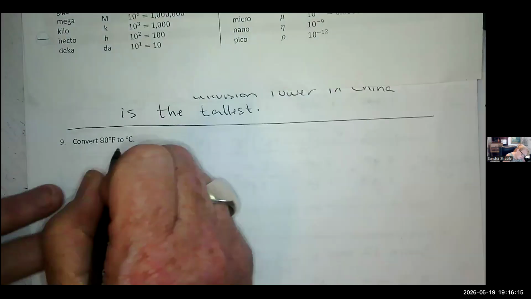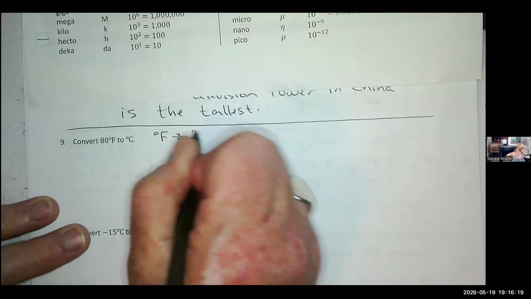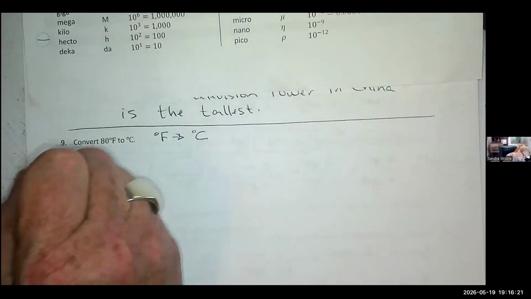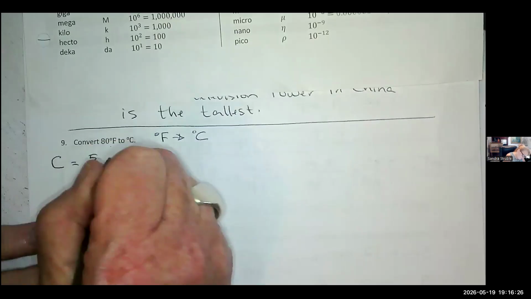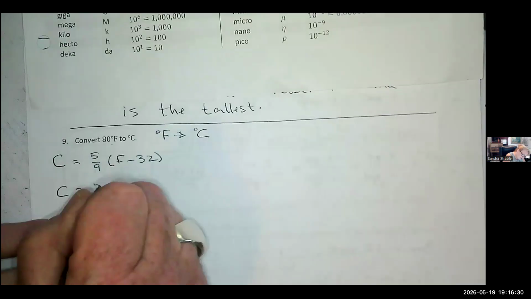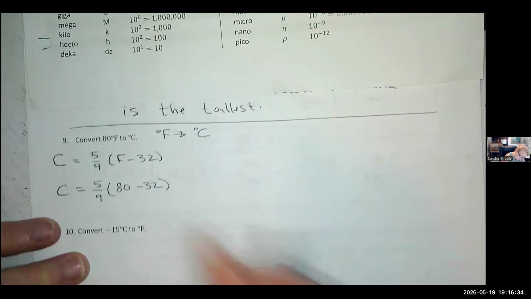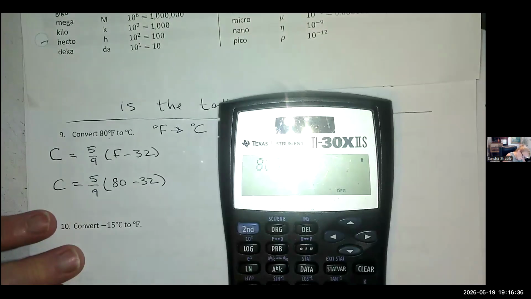So we're going to converting from Fahrenheit to Celsius. So that means we need to solve for Celsius. And that is 5/9 Fahrenheit minus 32. The Fahrenheit is 80 minus 32. Now we've done order of operations already. So 80 minus 32 is 48.